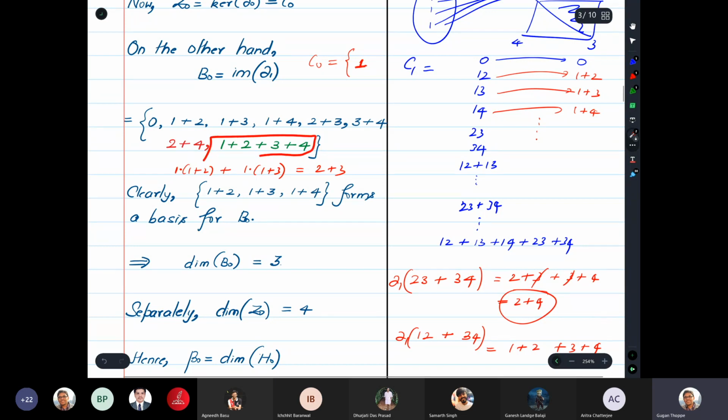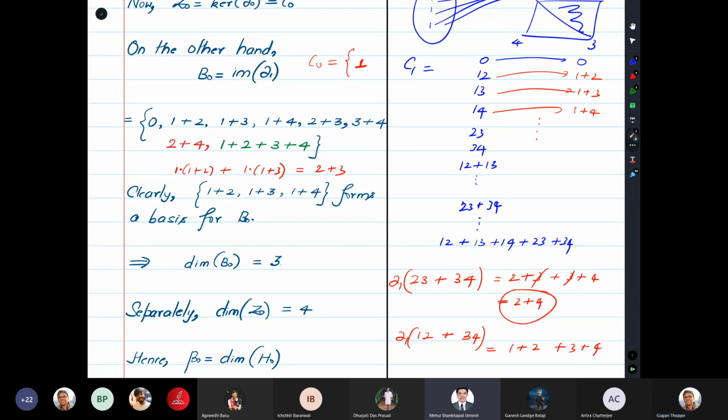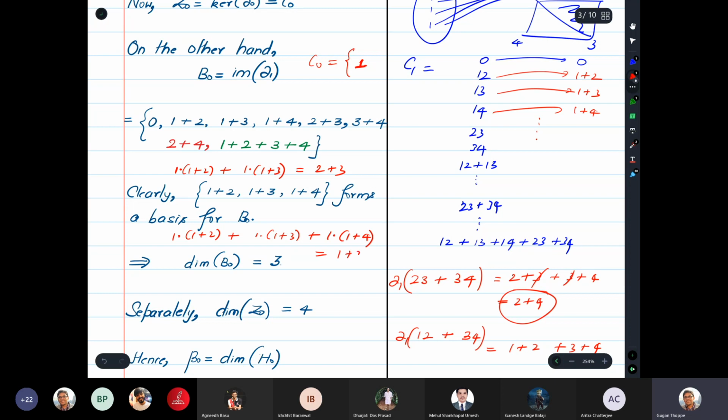So can one of you volunteer and tell me how to create 1 plus 2 plus 3 plus 4? I saw Mehul had raised his hand. Mehul, would you like to volunteer and tell me how to create 1 plus 2 plus 3 plus 4? Yes, sir. So 1 times 1 plus 2, plus 1 times 1 plus 3, and plus 1 times 1 plus 4. Since 1 is there 3 times, so 2 will get cancelled out and 1 will remain. Very good. Very good. So exactly. Okay. So this is how one can see that this sum will actually give 1 plus 2 plus 3 plus 4.